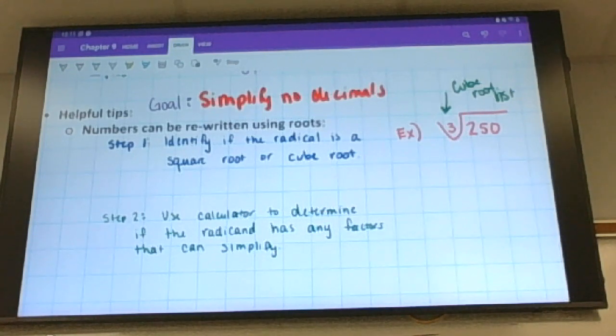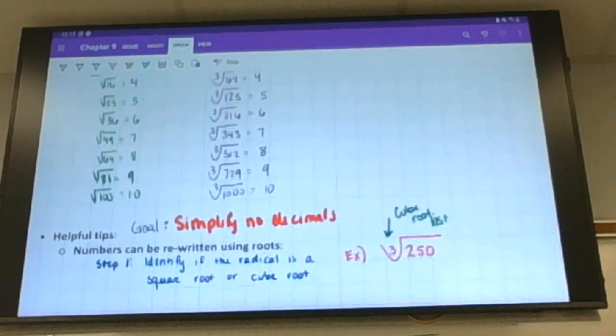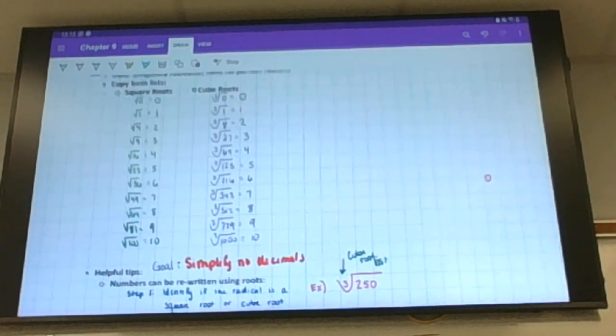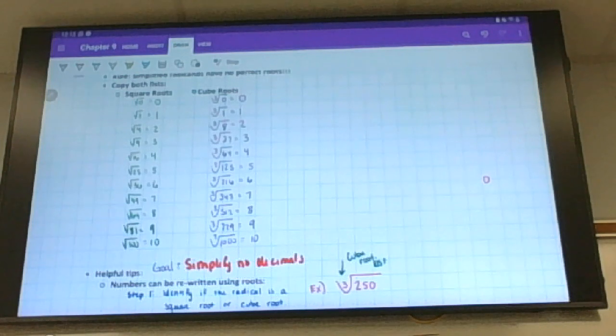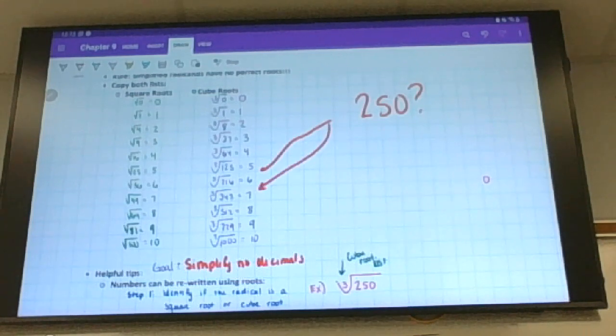Square root or cube root? Which one is it? They're both in this section, square roots and cube roots. Since 250 is a cube root, I'm going to look at my list of cube roots. Is 250 in the list? I see 216 and 343, and 250 isn't here.